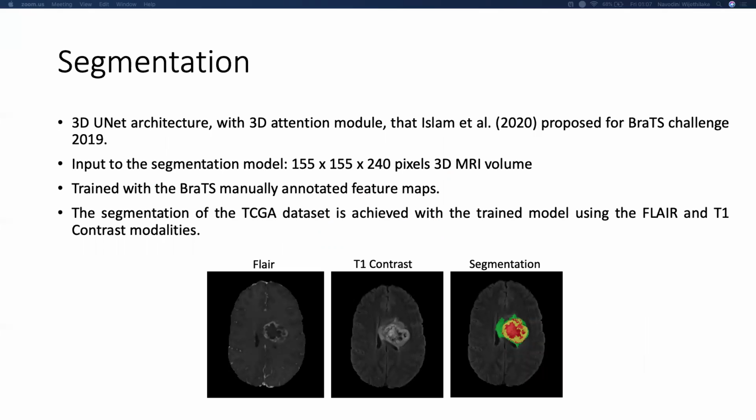For segmentation, we utilized a 3D U-Net architecture with the 3D attention module that we proposed for the BRATS Challenge 2019. The input was a 3D MRI volume sized 155 by 155 by 240 pixels. As we mentioned before, this model was trained with the BRATS manually annotated data. Then the TCGA dataset was given to obtain the segmentation feature maps of the 59 patient cases. As shown in the image, 3 regions were segmented. The red region is known as necrosis, the yellow region is the enhancement, and the green region is the edema.